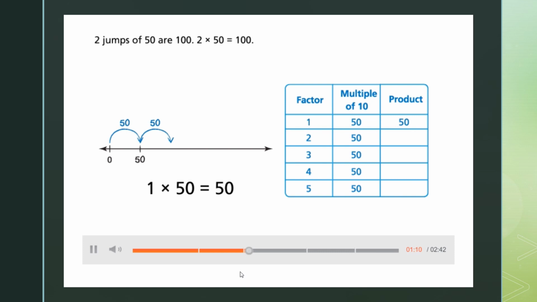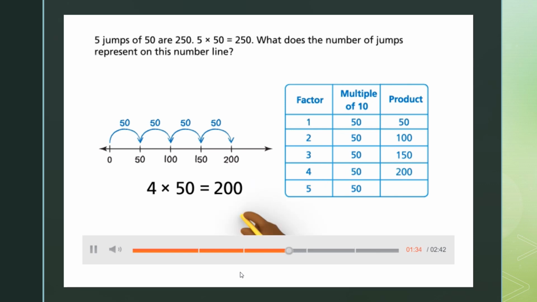2 jumps of 50 are 100. 2 times 50 equals 100. 3 jumps of 50 are 150. 3 times 50 equals 150. 4 jumps of 50 are 200. 4 times 50 equals 200. 5 jumps of 50 are 250. 5 times 50 equals 250.